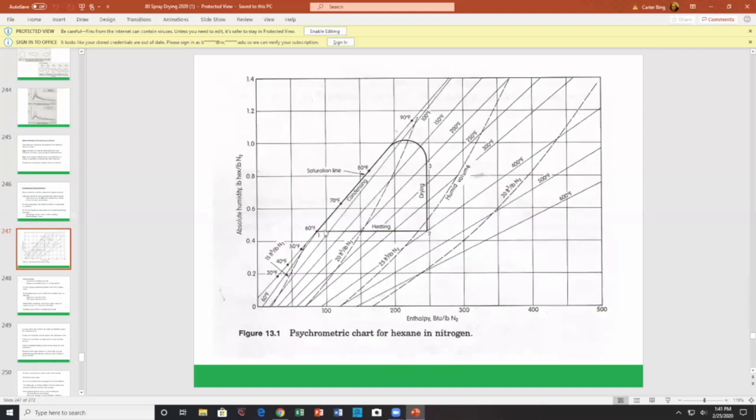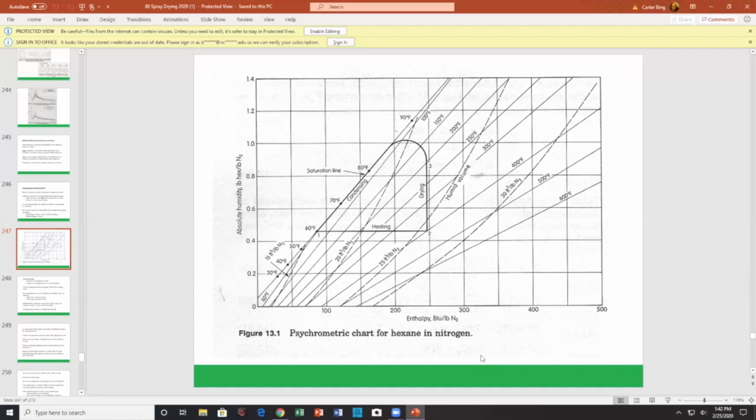The idea is we do heating, we do the drying, and then we do the condensing, and we start all over again. Solids come out one side, and the liquid comes out of the condenser unit on the other side. Feed comes in, basically hexane with whatever it's carrying. This psychrometric chart is for hexane and nitrogen. If you're going to have a solvent with another gas, you've got to come up with this psychrometric chart for that combination.